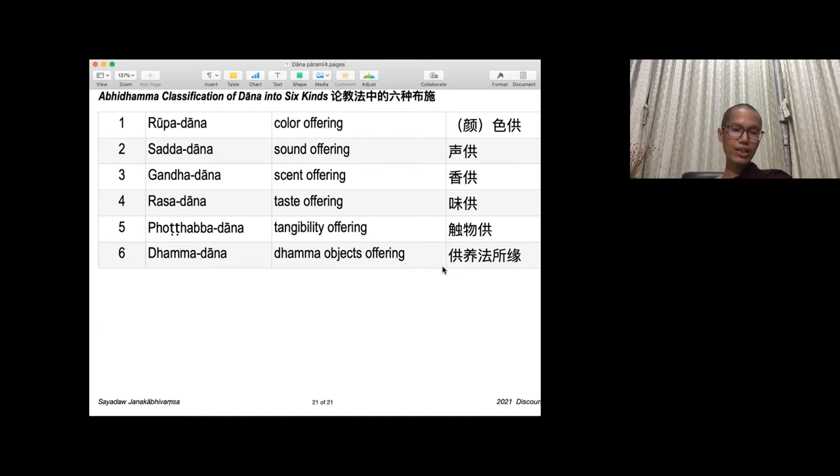Rupa Dana is color form offering. It can be used by the eyes. Sadda Dana, sound offering. It can be used by the ear. Gandha Dana, scent or perfume offering. It can be used by the nose. Rasa Dana, taste offering. It can be used by the tongue. Photthabba Dana, tangibility offering. It can be used by the body. Dhamma Dana, Dhamma objects offering or phenomena offering, except the previous ones, the other left over, Dhamma Dana, Dhamma donation.